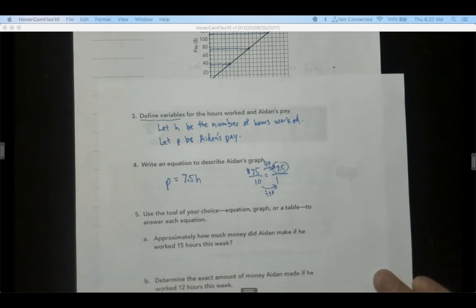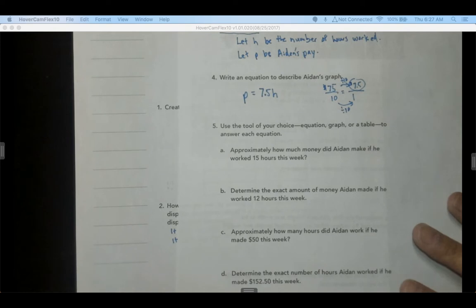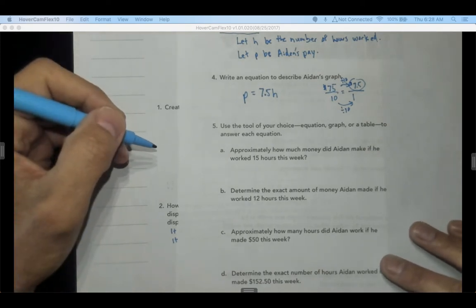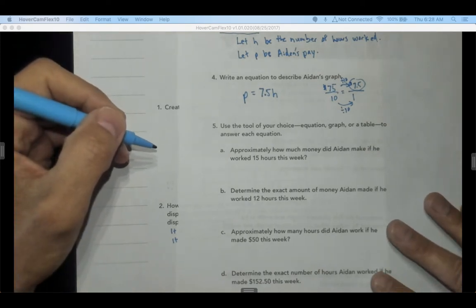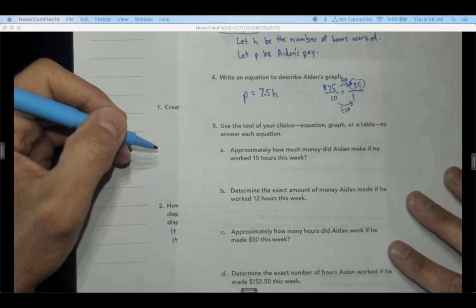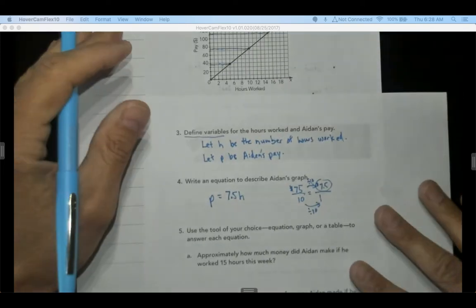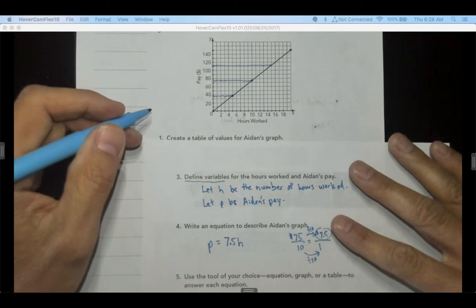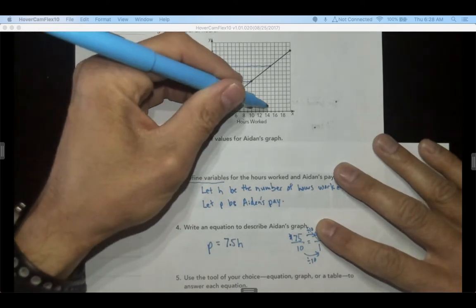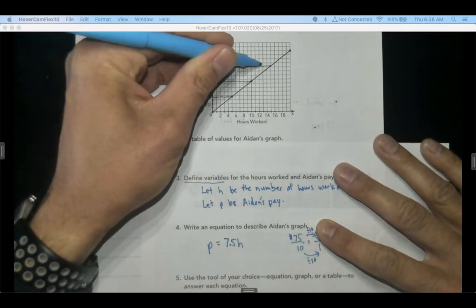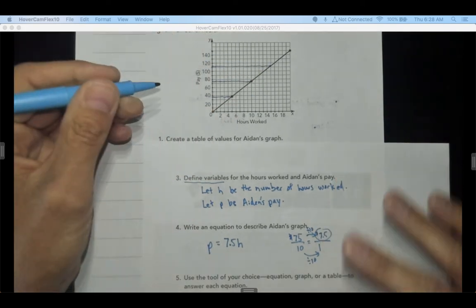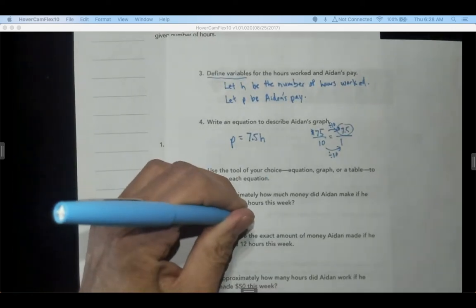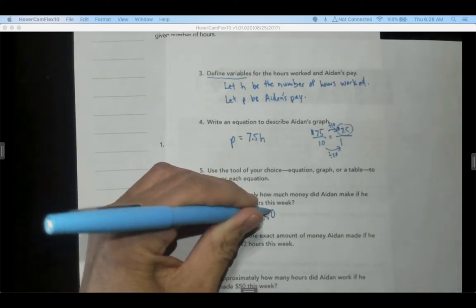Okay. Number 5, use the tool of your choice, equation, graph, or a table, to answer each question. Approximately how much money did Aiden make if he worked 15 hours this week? Okay. So I'm going to use the graph for these. And so in 15 hours, I go to 15, I go across, and I believe I said before that it was $112.50.